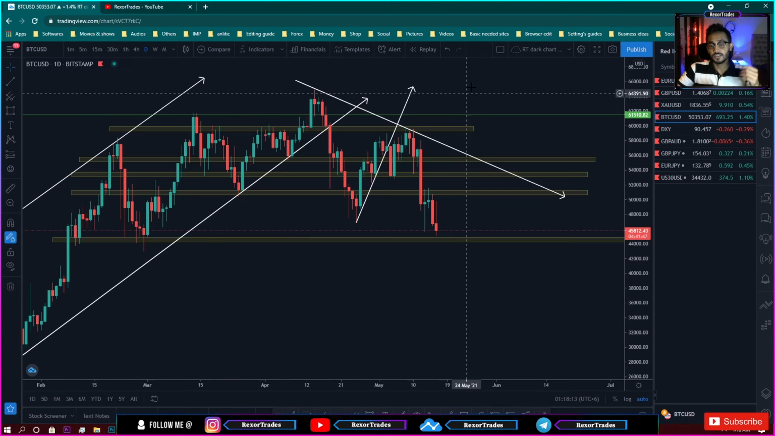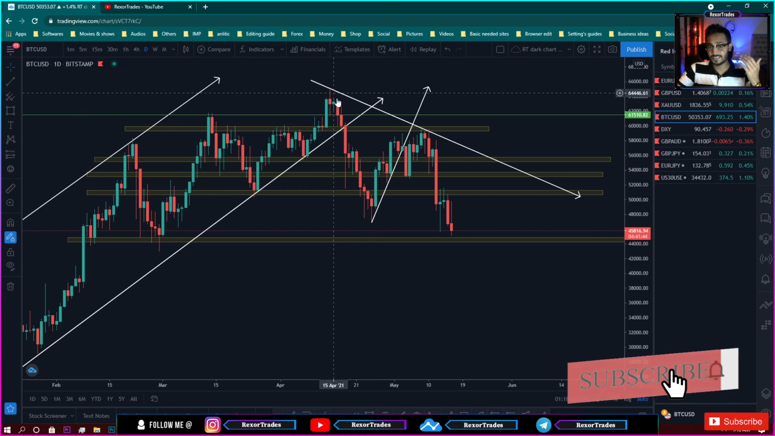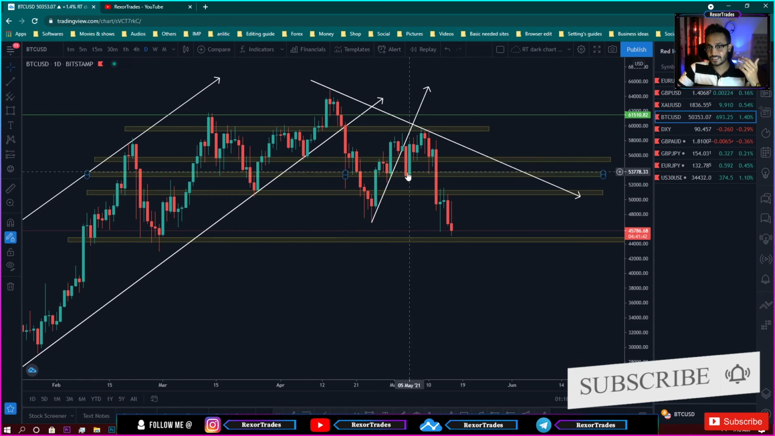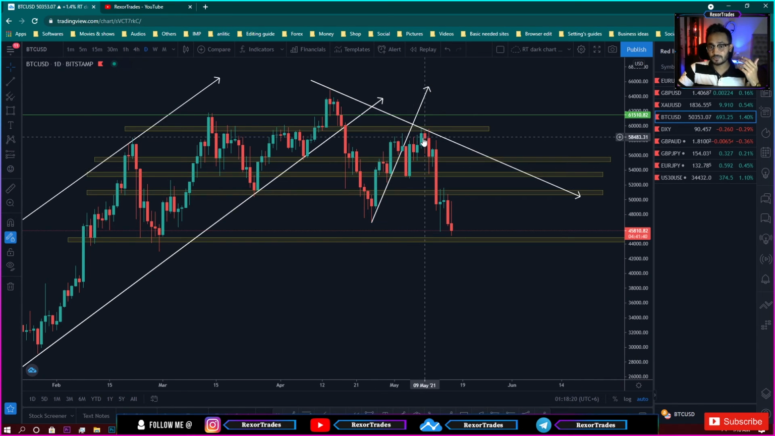All right. So as you saw, Bitcoin did exactly that. After retesting this zone over here, it went up to retest this zone and also made a second retest point on this newly forming downtrend line, and then went down with huge bearish momentum all the way towards this zone over here. So that's what Bitcoin actually did. That's how we predicted the move.